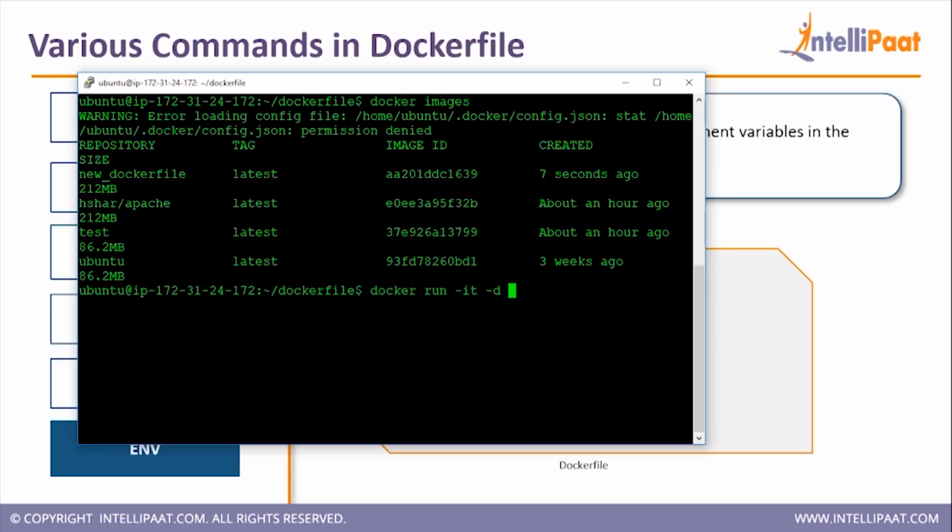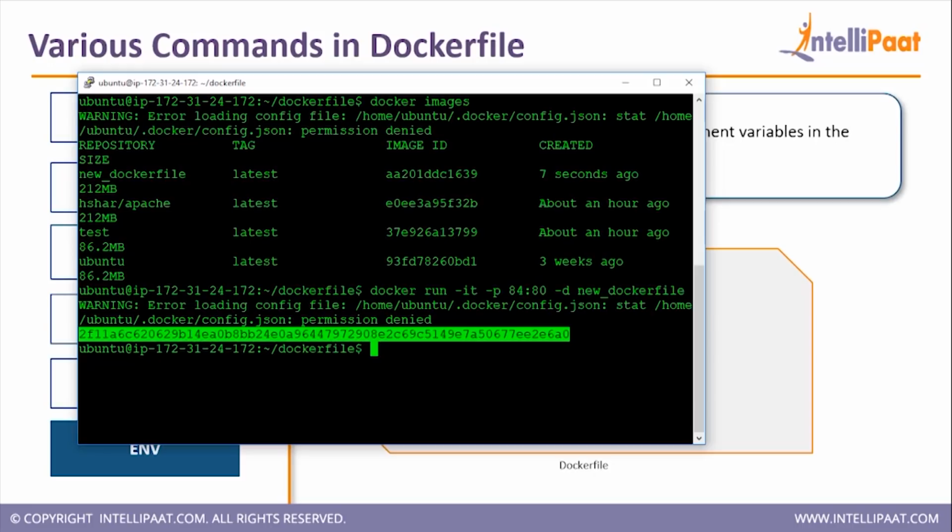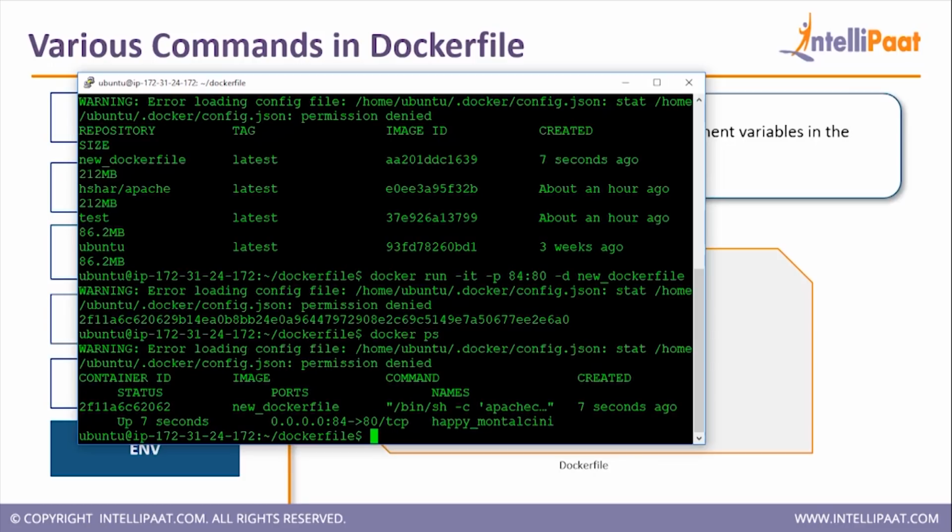docker run -it -d. Also let us specify the port number. So let us open it at port 84, and then new_dockerfile, and then hit enter. Okay, so the container is launched now. If I do a docker ps, I can see that a container has been launched 7 seconds ago. Awesome. And it is being opened on port 84.